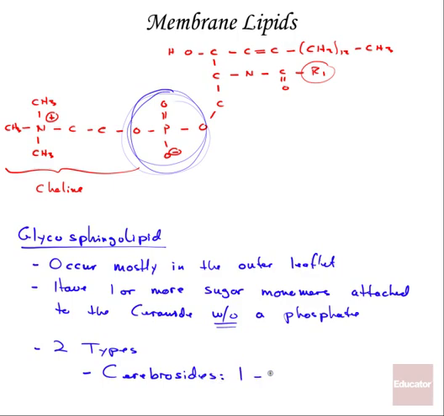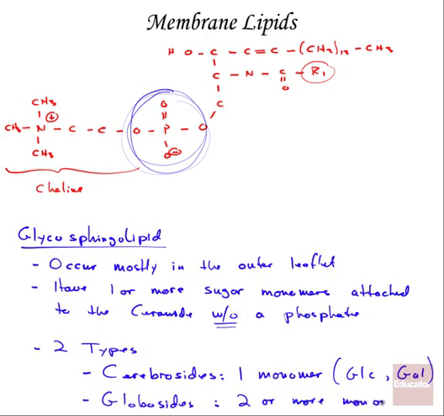There's one monomer, and that monomer is either going to be glucose or galactose. You see the galactose tends to show up in a lot of these. And the other, they are called the globosides. That's exactly what you think it is. They're the ones that have 2 or more monomers. And again, you probably won't see more than 3 or 4.